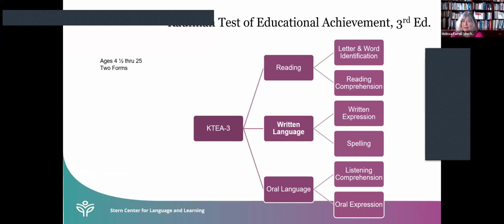Okay, so let me take you into the competing product, the Kaufman. The Wyatt and the Kaufman, interestingly enough, were designed pretty much by the same group of people, but they're each designed slightly differently. This is another broad test that's going to let us look at soup to nuts kind of thing. Here you can see we can look at reading, written language, oral language. We can also look at math, and we can look at phonological processing. It has 2 forms, which is kind of nice so that you could alternate. And the age span is 4.5 to 25.